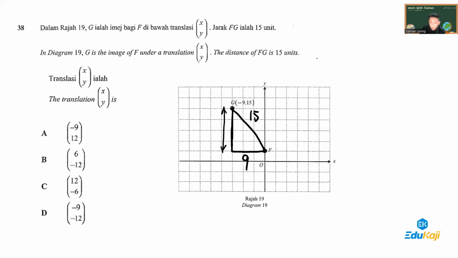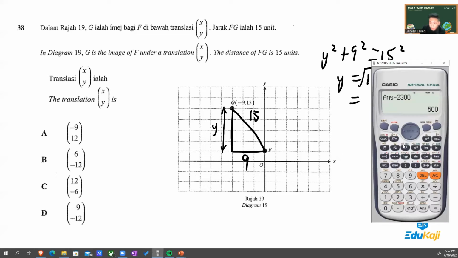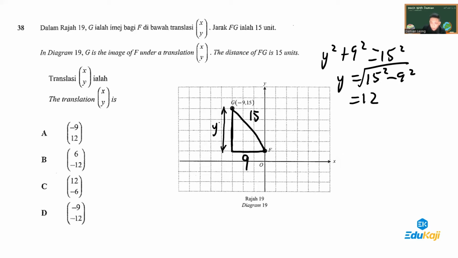Okay, so let's call this y. Y square plus 9 square is 15 square. So to find y, plus opposite minus, and the square opposite square root. So it will be square root of 15 square minus 9 square, which is 12. So it means from F to G, it goes to the left by 9, go up by 12. So it's negative 9 and 12. Left is negative, up is positive.